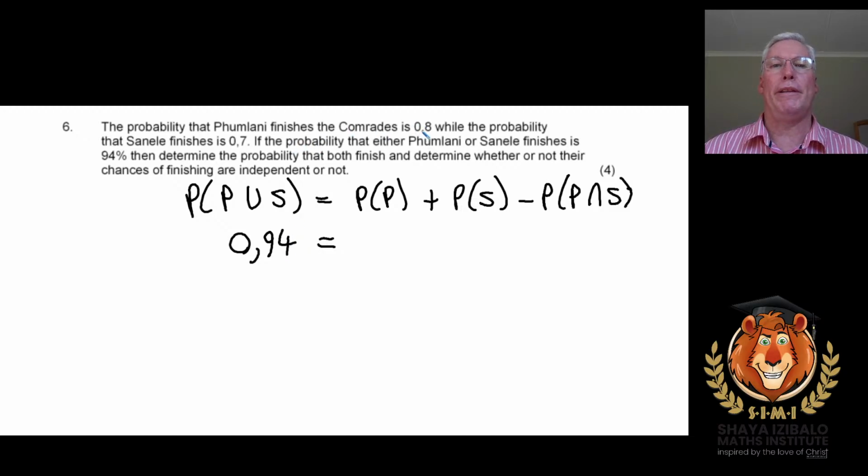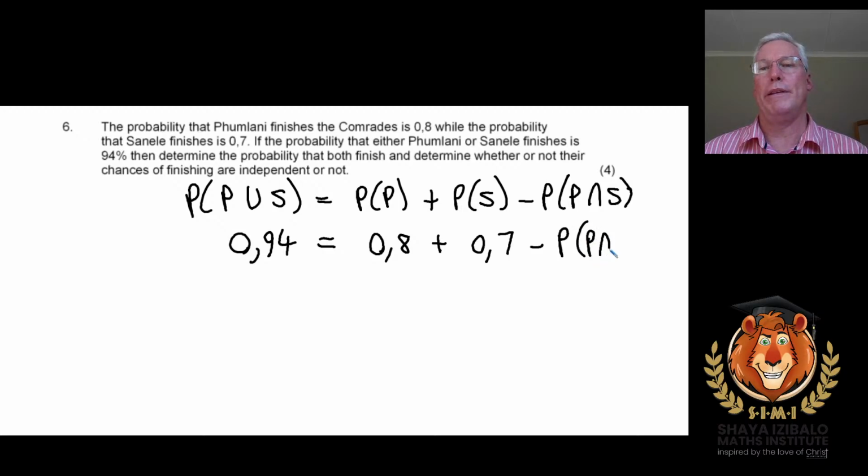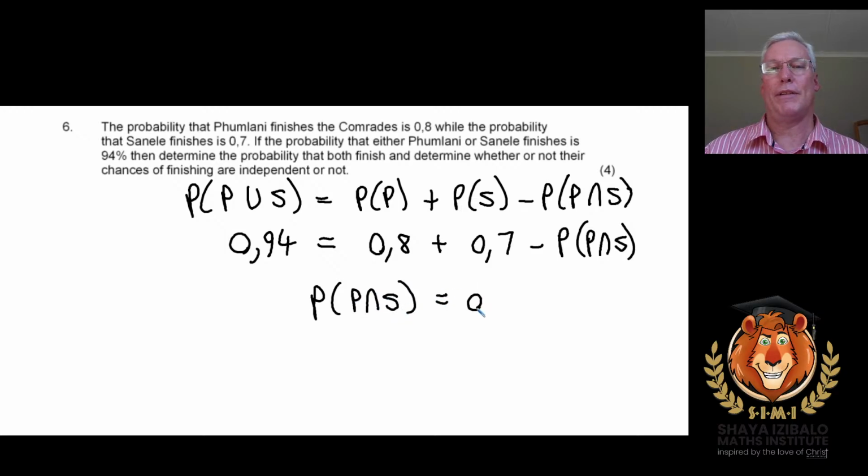The probability that Pumlani finishes is 0.8. And the probability that Sanele finishes is 0.7. Right. The only thing that I don't know now is the probability that they both finish. And I can solve for that. And if I solve for that, I get that the probability that they both finish is 0.56. Now the question says to me, are their chances of finishing independent or not?